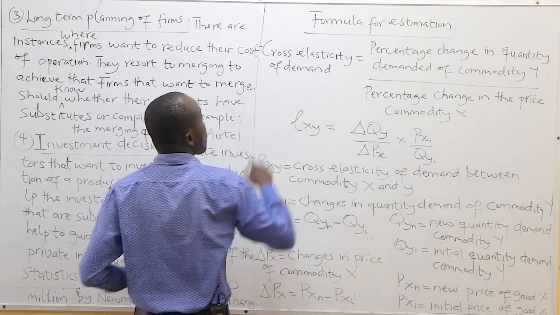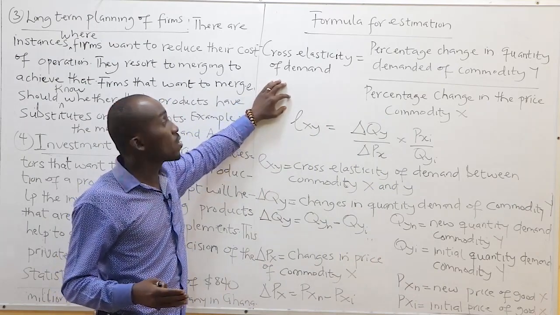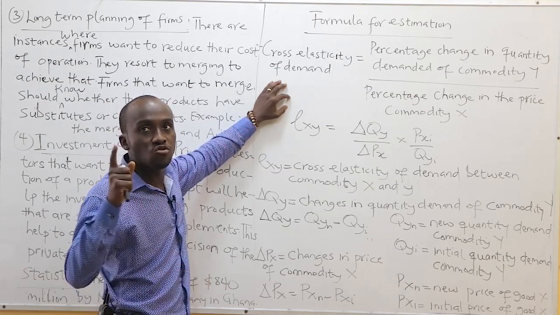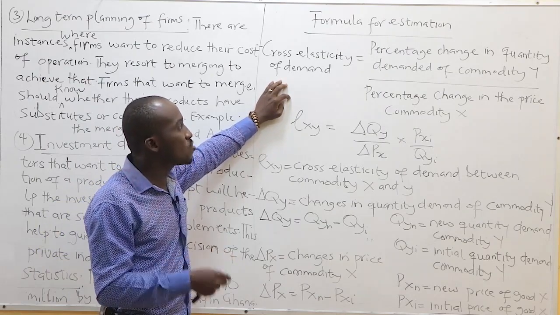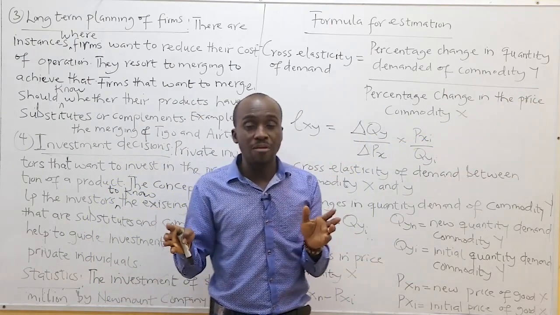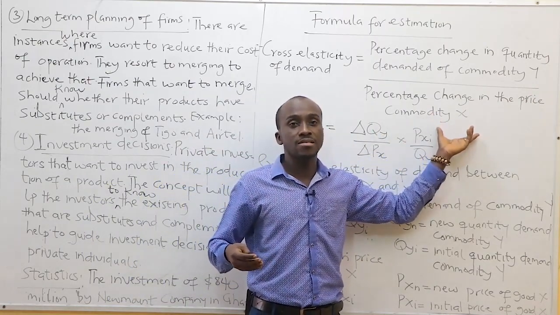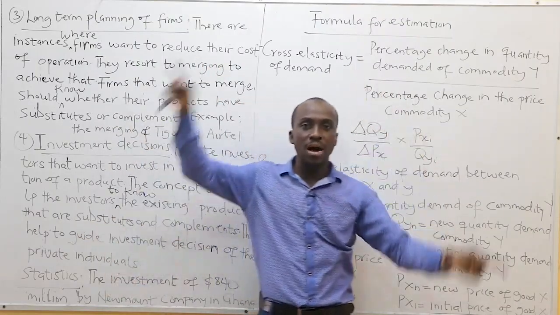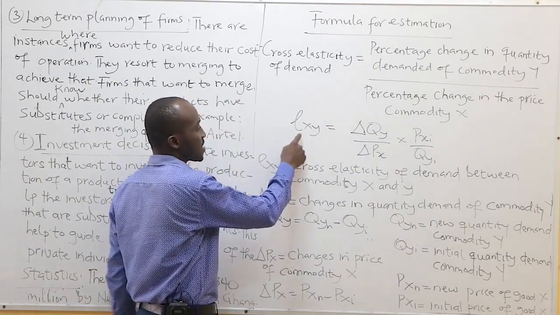Let's look at the formula. Because we are dealing with two products, we are assuming commodity Y and X. So the cross elasticity of demand is equal to the percentage change in quantity demanded of commodity Y. You can use any commodity you want. We are using commodity Y, and the percentage change in the price of commodity X. So here we are looking at two commodities: how a change in the price of X will affect the quantity demanded of commodity Y, right? So the formula becomes the cross elasticity between X and Y.